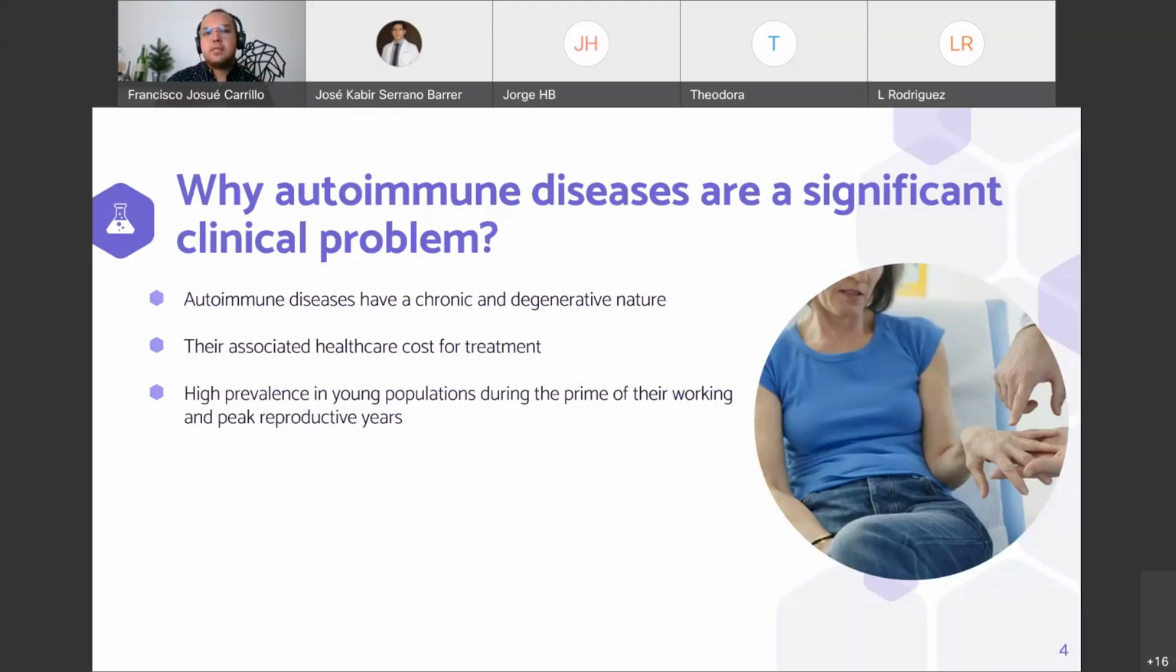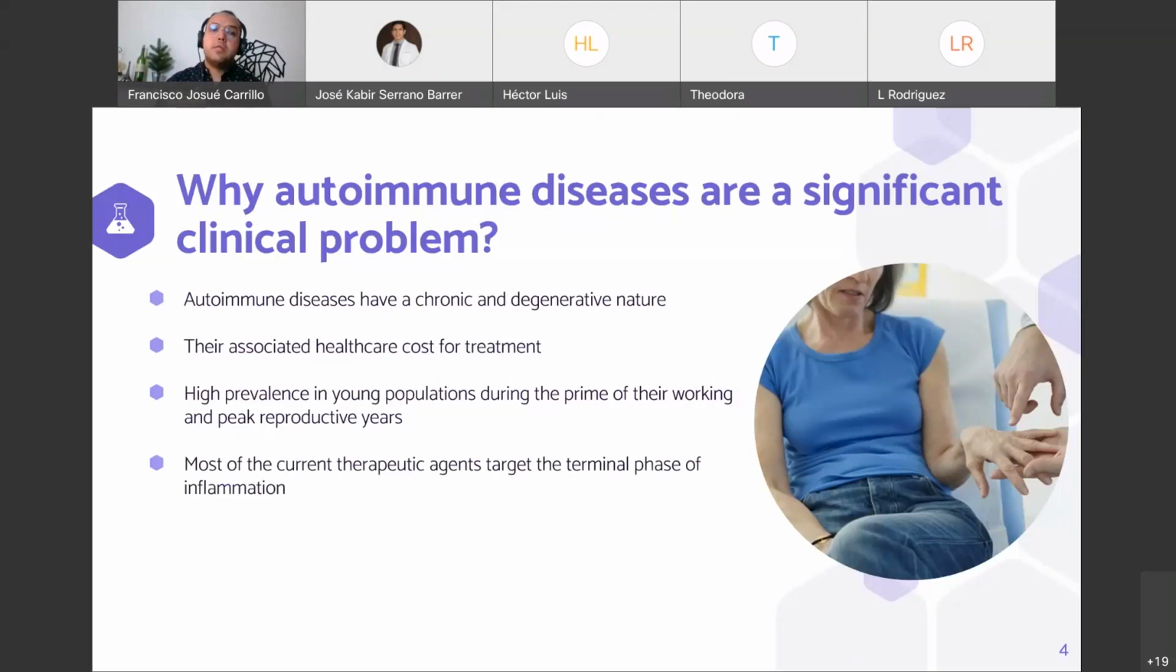Also, some of these autoimmune diseases have a high prevalence, especially in young populations during the prime of their working and peak reproductive years. We can see this, for example, in systemic lupus erythematosus, where young women develop the clinical symptoms at an early age, and this intermittent appearance of the clinical symptoms may obviously affect their daily activities, and could also affect their work and quality of life.